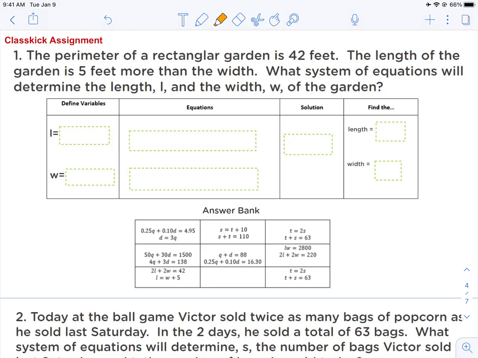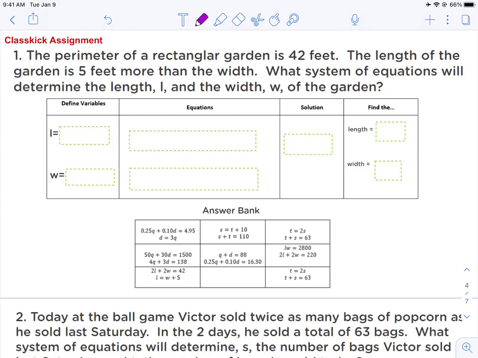So number 1 says the perimeter of a rectangular garden is 42 feet. The length of the garden is 5 feet more than the width. What system of equations will determine the length L and the width W of the garden?